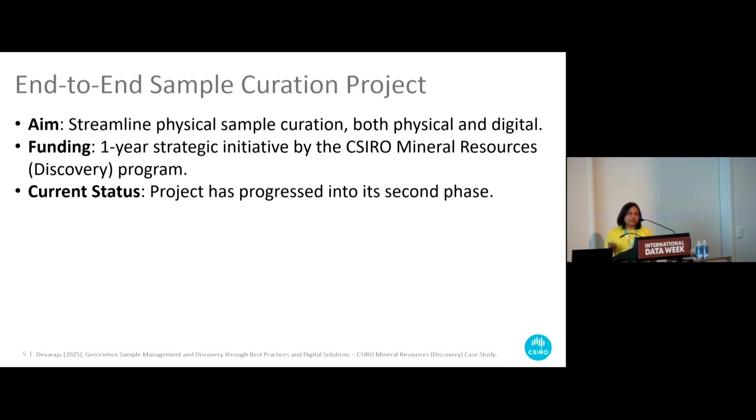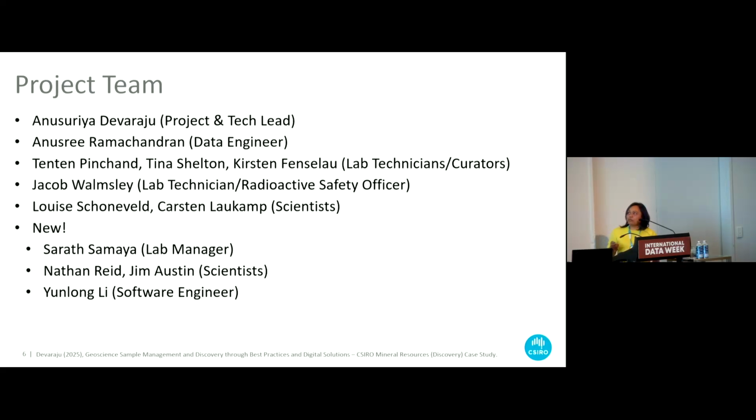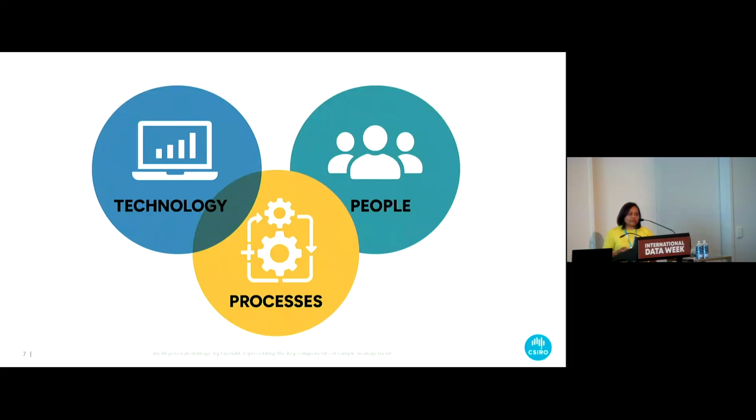What I'm going to share with you today is the three main components. Before that, I also want to share information about the project team. One of the main reasons why we successfully delivered the project is that our team is very diverse. It consists of laboratory technicians, managers, scientists, as well as digital engineers. So I'm going to talk about the main output from the project, which I categorize into these three main components.